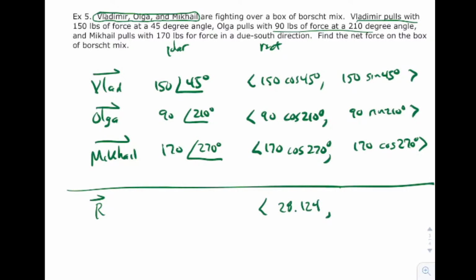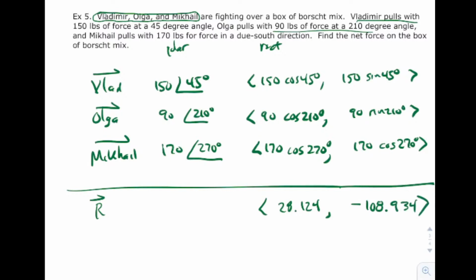So I type in 150 sine 45, close parentheses, plus 90 sine 210, close parentheses, plus 170 sine 270, close parentheses, equals, and I get negative 108 point, I guess I'll go the same number of decimal places, 934.